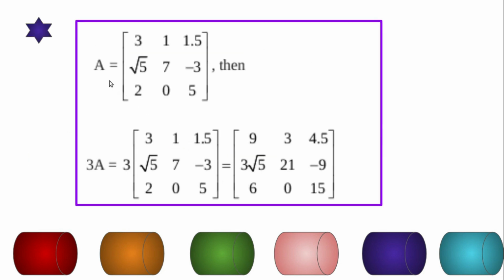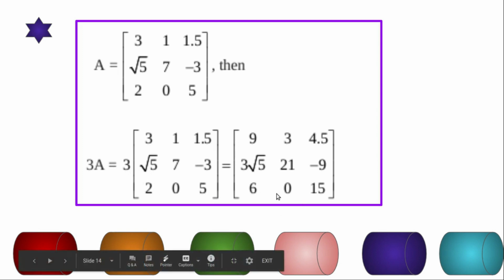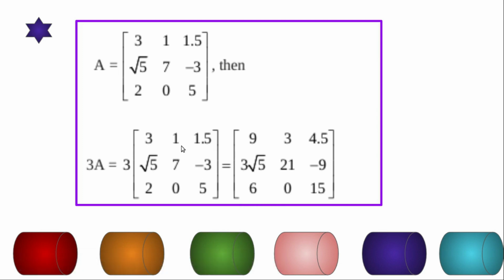Now consider a matrix A of order 3 by 3. Here the matrix is 3, 1, 1.5, root 5, 7, minus 3, third row 2, 0, 5. Then 3 into A is 3 into matrix A: 3 into 3, 9; 3 into 1 is 3; 3 into 1.5, 4.5; 3 into root 5 is 3 root 5; 3 into 7, 21; 3 into minus 3, minus 9; 3 into 2, 6; 3 into 0, 0; 3 into 5, 15. Multiply each element of A by this constant 3.